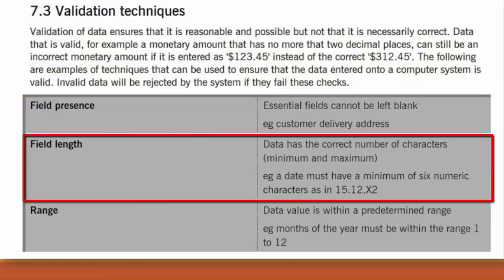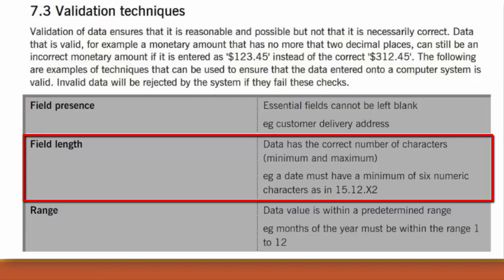Number 2, field length check. What does this do? This checks if the number of letters or digits is too short or too long. Think of it like this. Some boxes only want exactly 6 numbers. If you write 4 or 10, the computer says error.